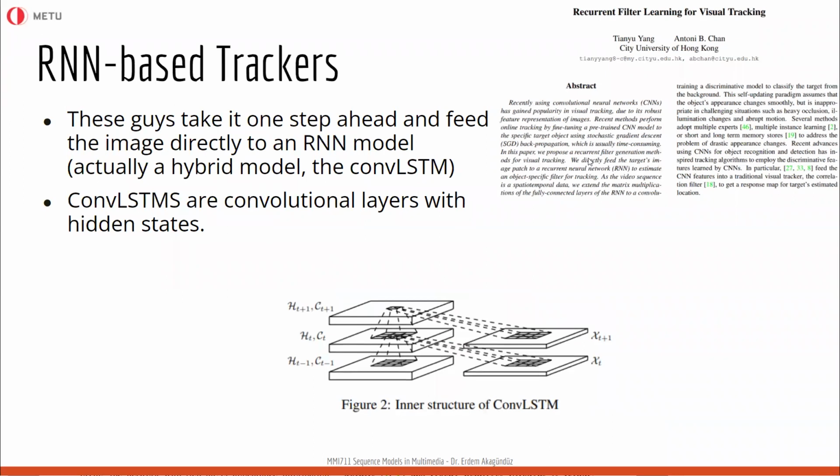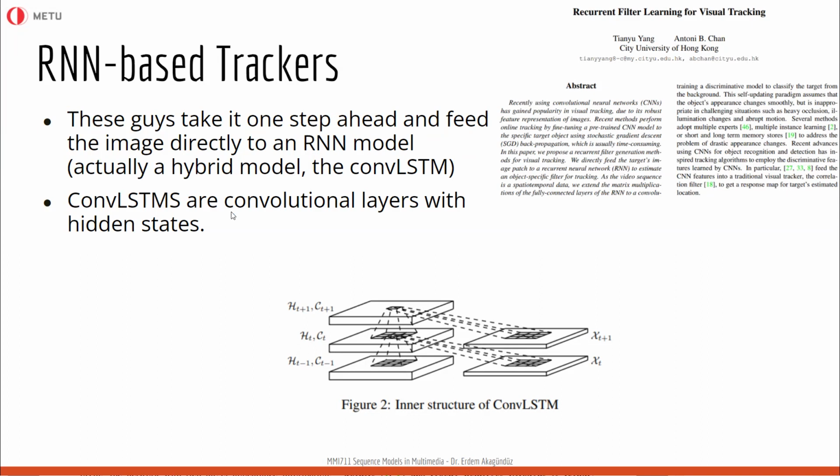But that was a good idea. What about using, instead of CNN plus RNNs, an LSTM variant, which is conv-LSTM, which has the potential to model both spatial and spatio-temporal dependencies. To train a filter, as you can see, the title is Recurrent Filter Learning for Visual Tracking. These guys take it one step ahead and feed the image directly to an RNN model. In this case, they use conv-LSTMs.